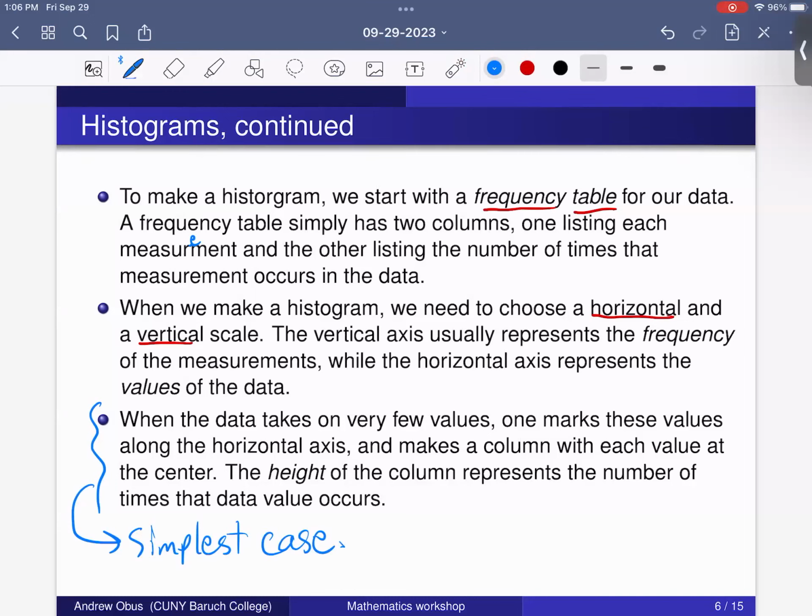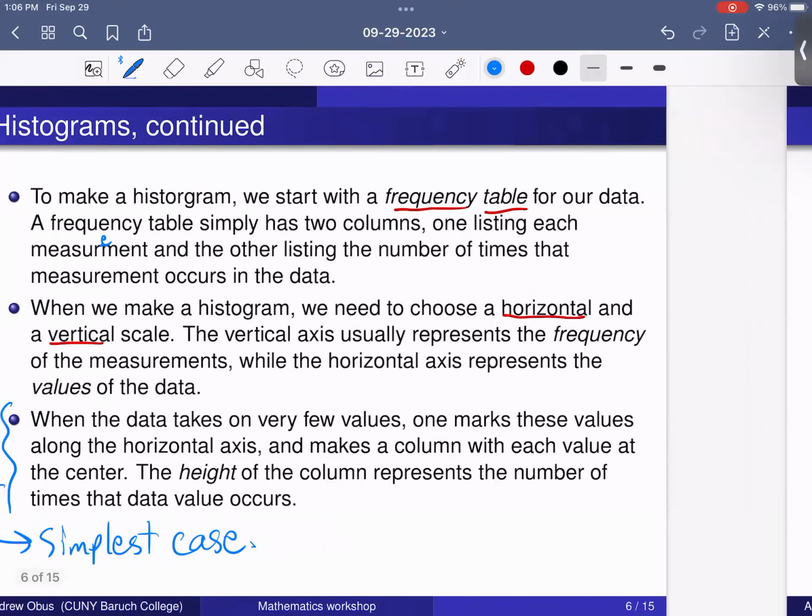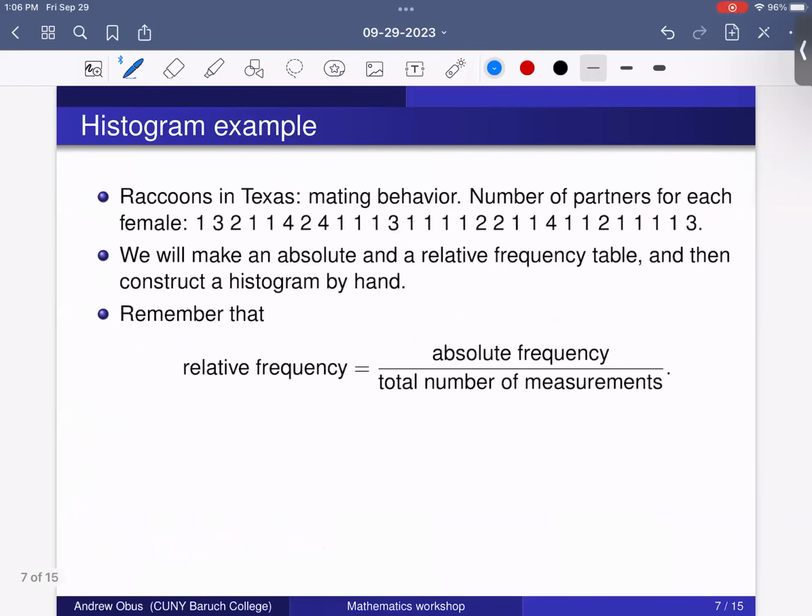Hey, this is going to be the simplest case. So we'll do one example on this case before we get to class intervals and continuous measurements and stuff like that. Okay, so this is going to be the simplest case. So here's a histogram example.